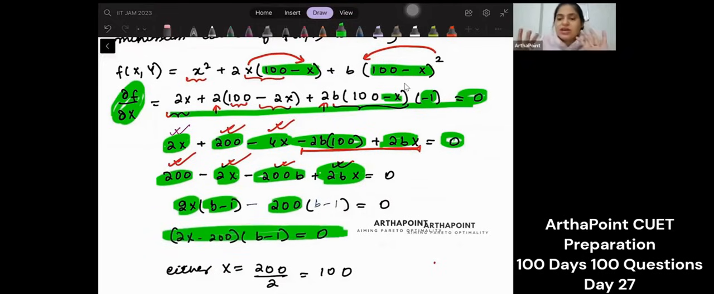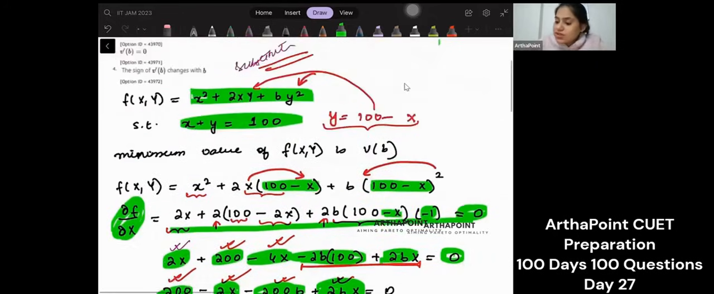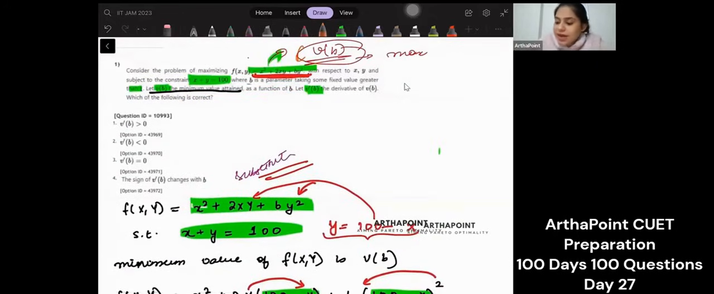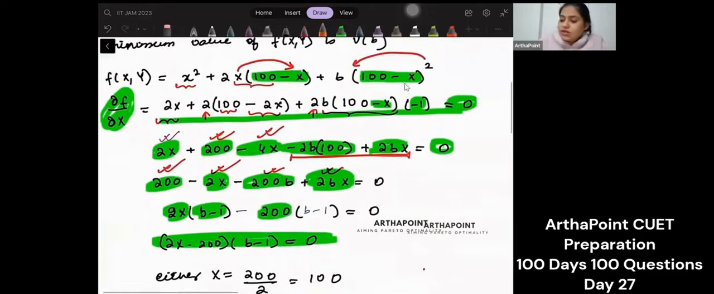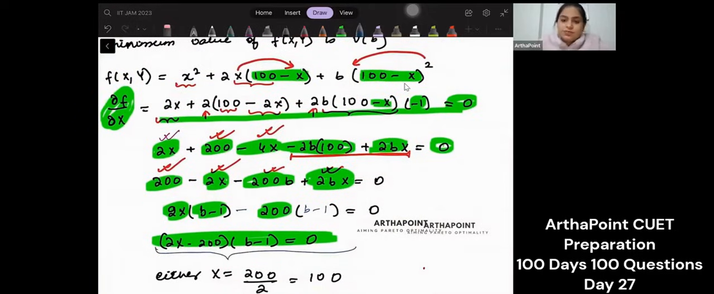So I haven't done anything yet, I have just differentiated the function and equated it to 0 because I want to minimize the function. Now think about this. The question tells me that b is a parameter taking some value greater than 1. Now here I have got that this is equal to 0. When will this be equal to 0?